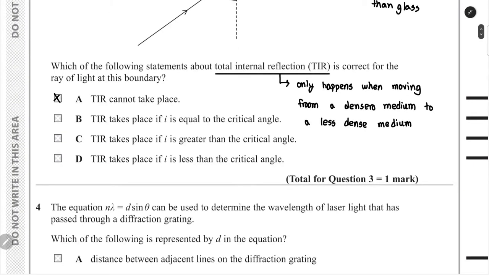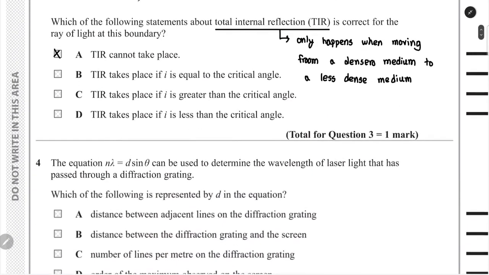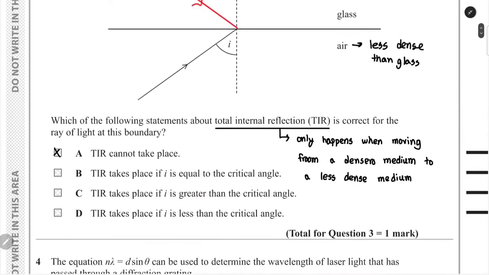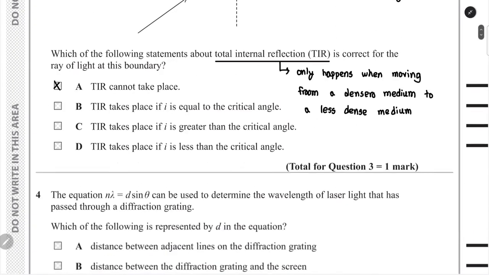The most common wrong answer might be this one over here. This is just the definition of total internal reflection. This is true indeed. But the problem is total internal reflection only happens when we move from a denser medium to a less dense medium. So if I was given a light ray like this, the red one, then C would be the correct answer. However, we are moving from air to glass, so from a less dense medium to a denser medium. In this case, total internal reflection is not possible.